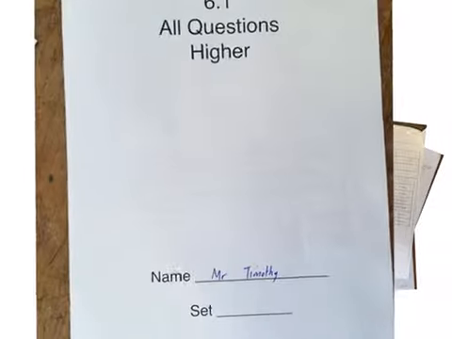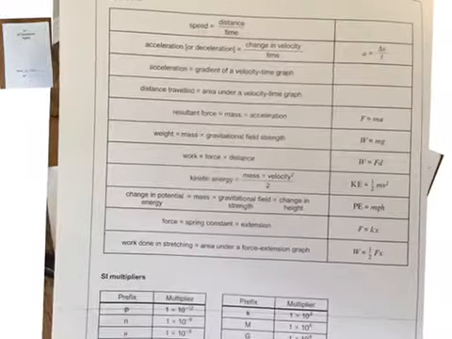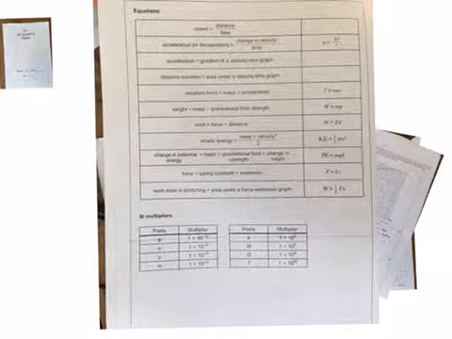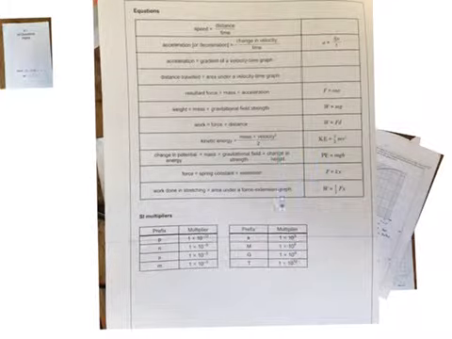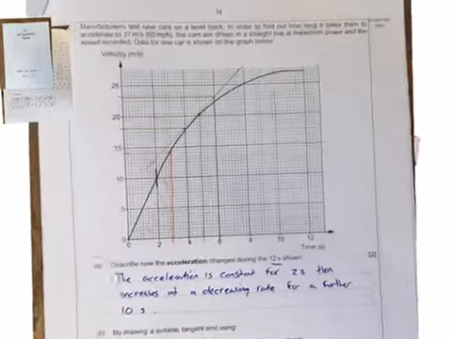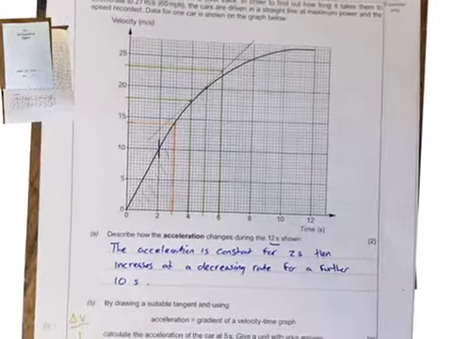So this is the higher paper for 6.1, the distance time graphs, and first of all we've got an expanded formula sheet here. So we've got the multipliers and prefixes, and we've got a couple of extra equations in the mix. So question 1, let's go straight to the question.